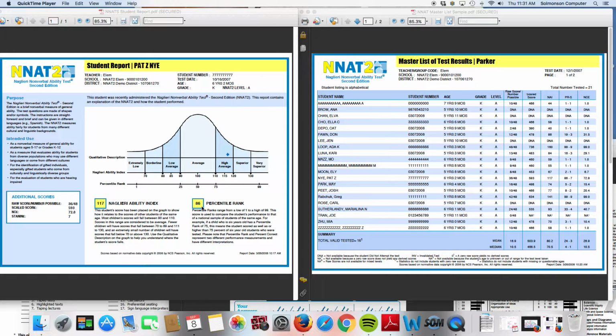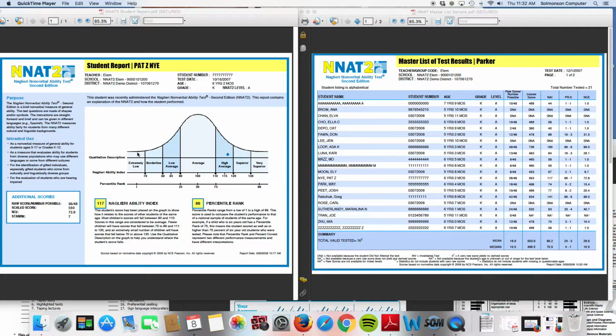Now remember, that doesn't mean he got 86% of the test, because if we go back over here and look at this, 36 out of 48 would be 75%. He answered 75% of the questions correctly. So this tells you how he compares to other students. He did better than 86% of the students in the norm group who took this test.